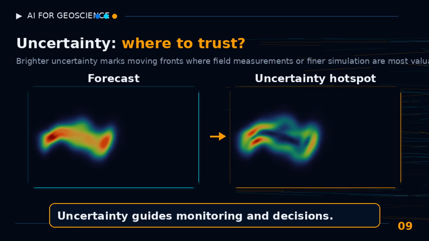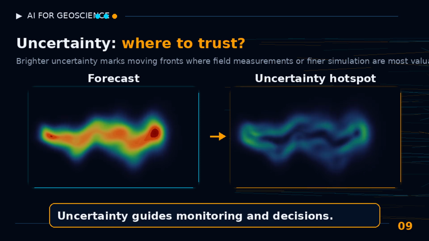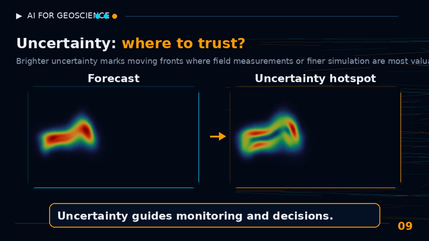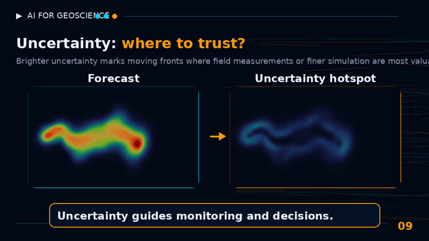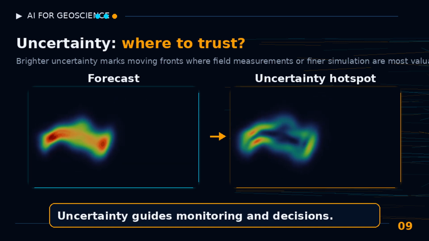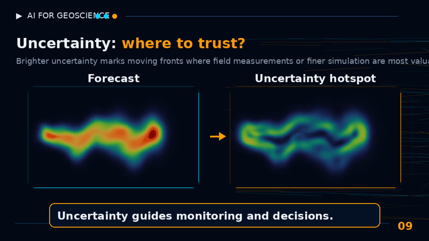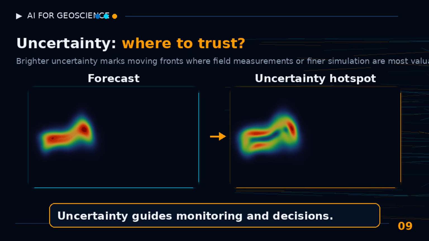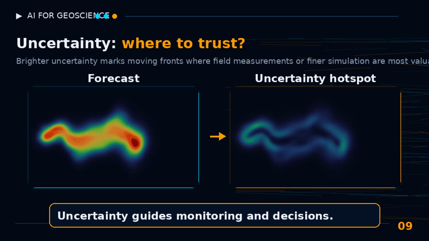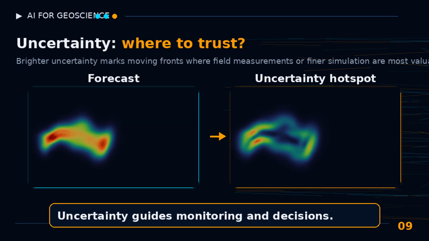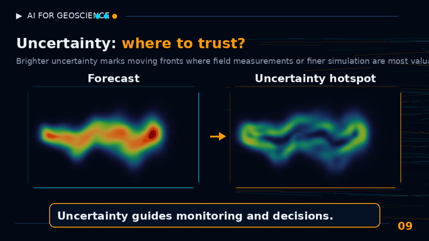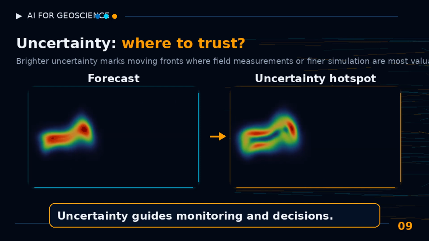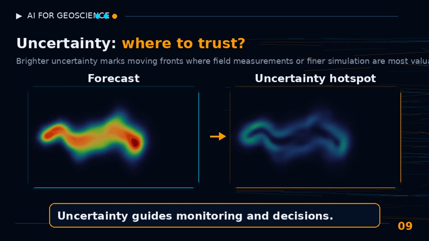This slide introduces uncertainty. In real subsurface applications, prediction alone is not enough. We also need to know how confident the model is. For example, if the model predicts a plume boundary, we need to ask, is this boundary reliable? Or is the model uncertain in this region? The uncertainty hotspot map helps answer this question. Brighter or more intense regions indicate where uncertainty is higher. These areas may be caused by fast-moving fronts, limited training data, strong heterogeneity, or complex flow behavior.